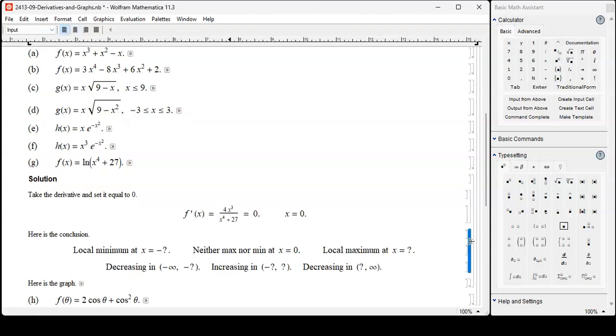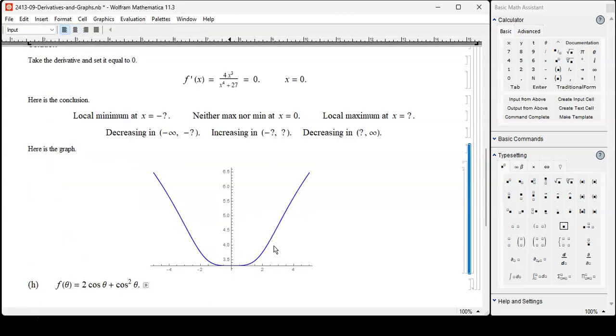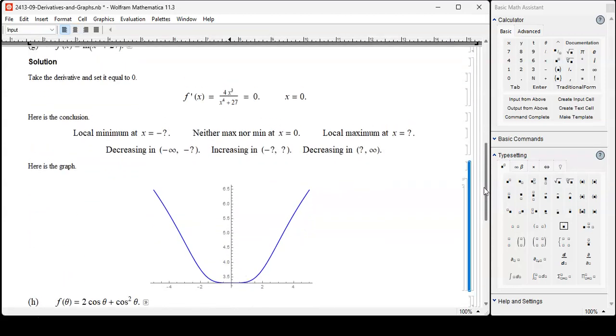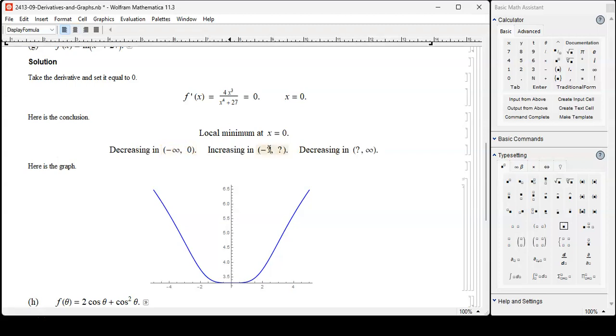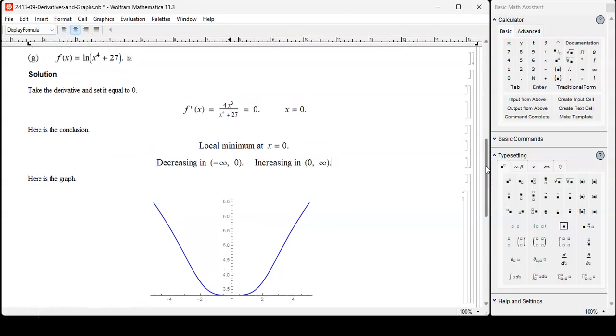And then the conclusion is, yeah, consistent with the graph. We have a local minimum at x equal to 0. Nothing else. And then decreasing from negative infinity to 0, and increasing from 0 to infinity. Okay, it's pretty clear.